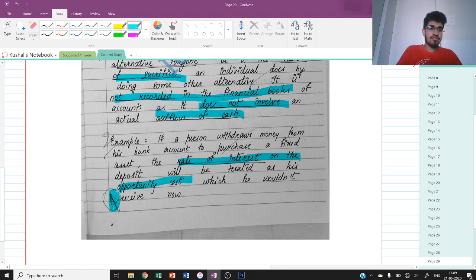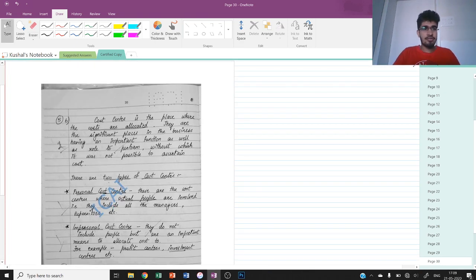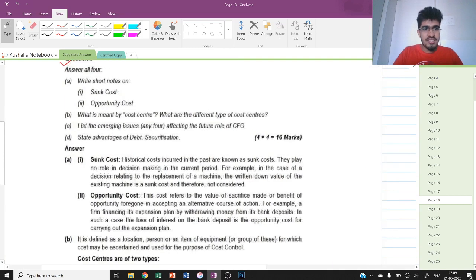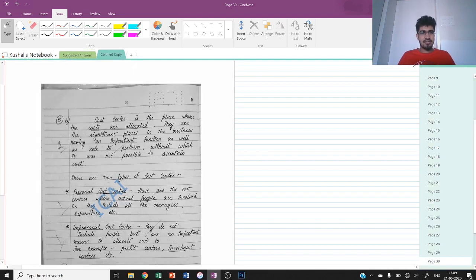I was able to score 4 out of 4 marks in this question because I had underlined the keywords and I had written the points up to the mark. What is the next question? What is meant by cost center and what are the different types of cost centers? List the emerging issues affecting the future role of CFO and state advantages of debt securitization.